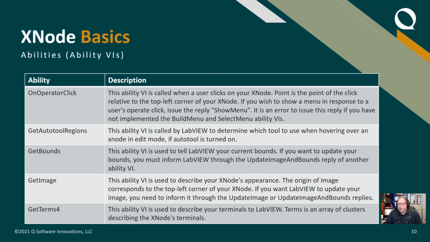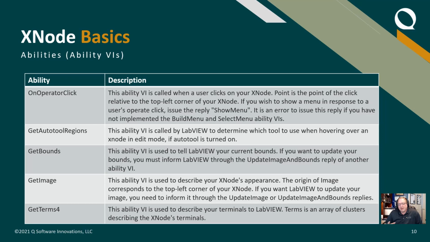Couple more. Operator click is just a regular left click, mouse click on the node, where the menu is the right click. Auto tool regions, you can define different regions to have the auto tool change. This is really only helpful if the developer has the auto tool on. And I'll show how I use that here in just a minute.